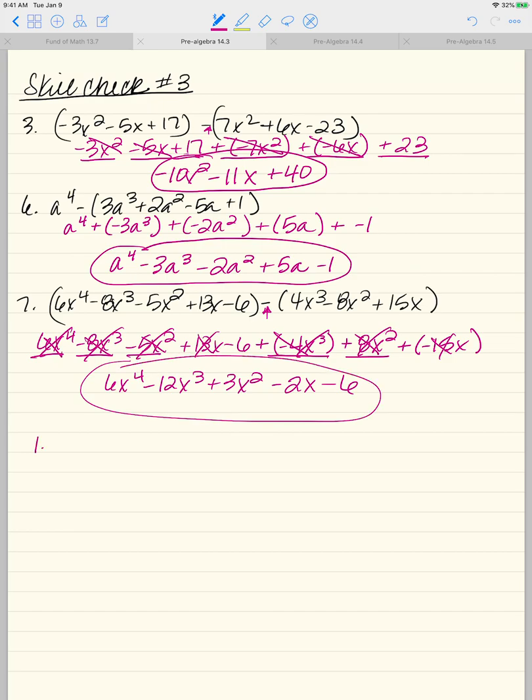If you want to practice, number 1, 2x squared plus 2x plus 7. Number 2, 5x squared minus 2x minus 3. Number 4, a squared plus 8a plus 7. And number 5, 3z cubed minus 5z squared minus 10z plus 11 for that one. And that is this lesson.